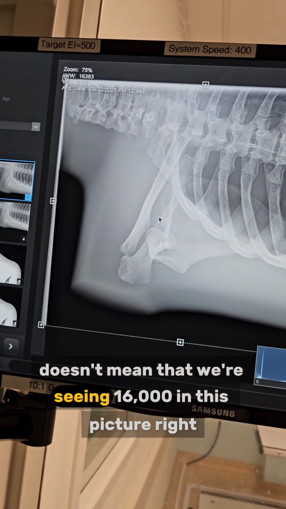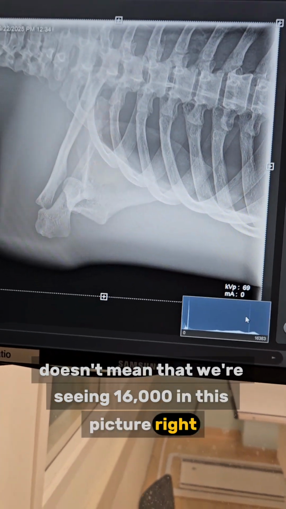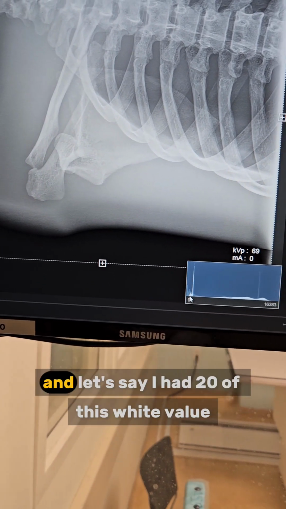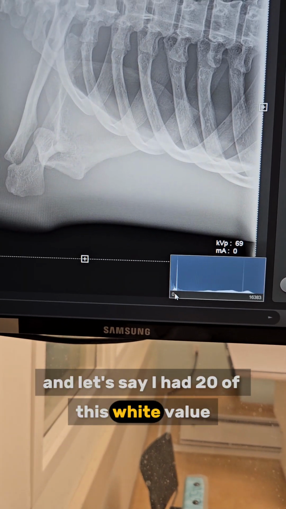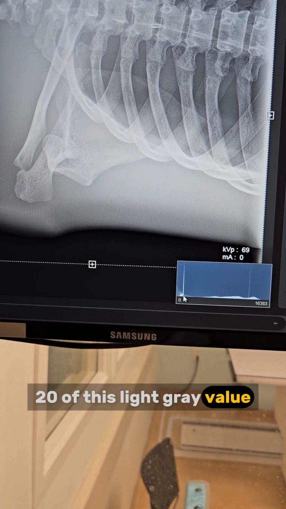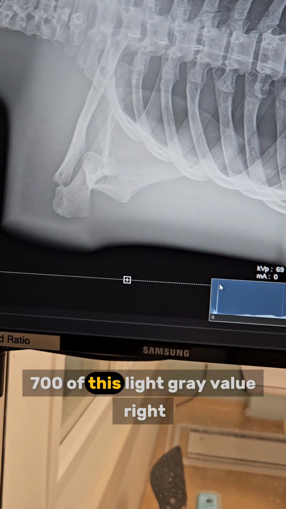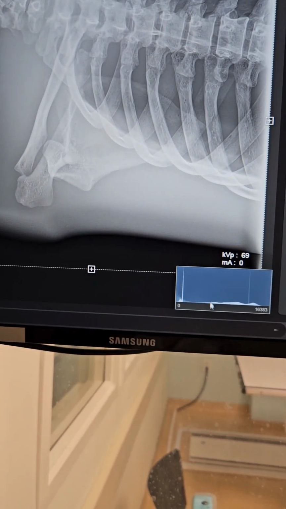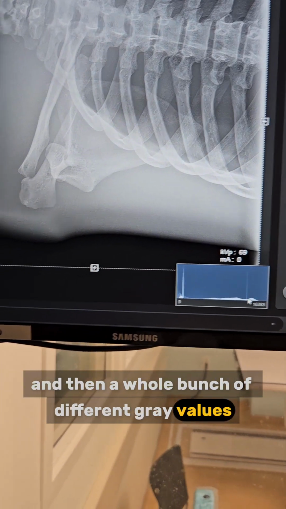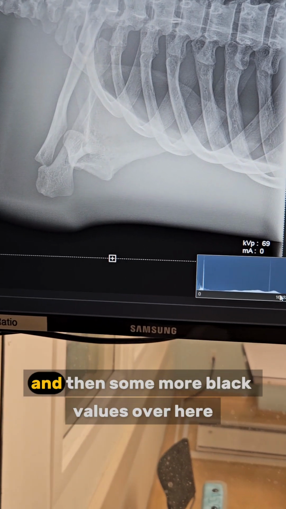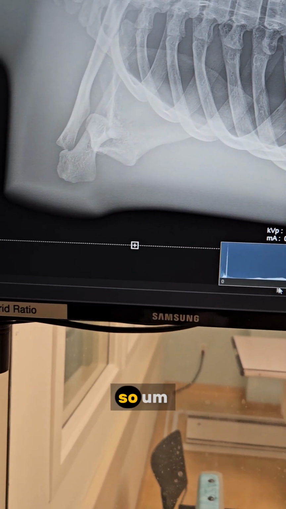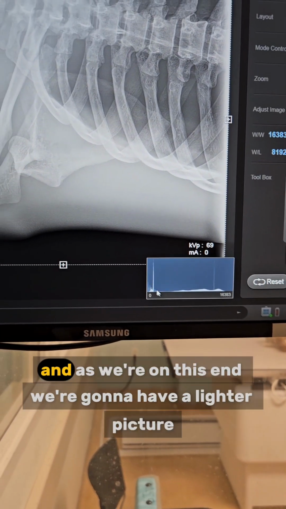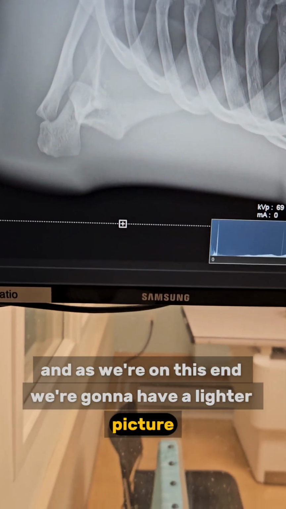That doesn't mean that we're seeing 16,000 in this picture. What we're actually seeing is it counted all of these values, and let's say I had 20 of this white value, 20 of this light gray value, 700 of this light gray value. And then a whole bunch of different gray values, and then a peak of black values, and then some more black values over here. So as we go down to this end, we're going to have a darker picture, and as we're on this end, we're going to have a lighter picture.